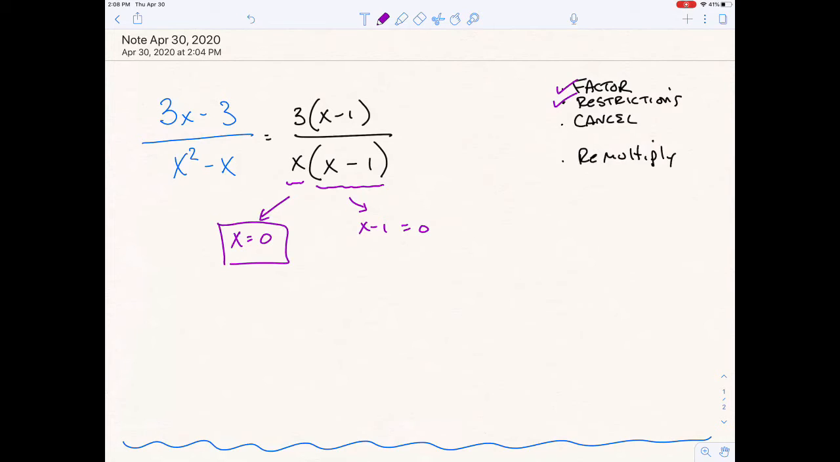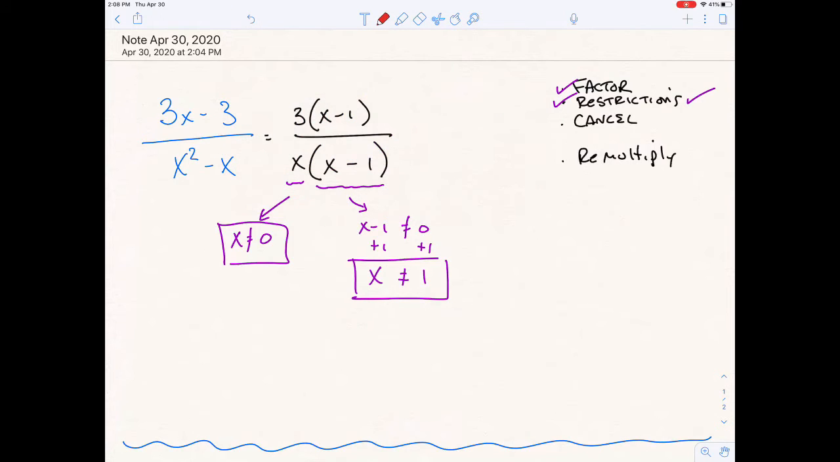So for x equals 0, what we'd actually change is to say x is not allowed to equal 0, and x minus 1 is not allowed to equal 0. So x is not allowed to equal 1. So here are our two restrictions, right? So as far as restrictions, now we have our restrictions done.